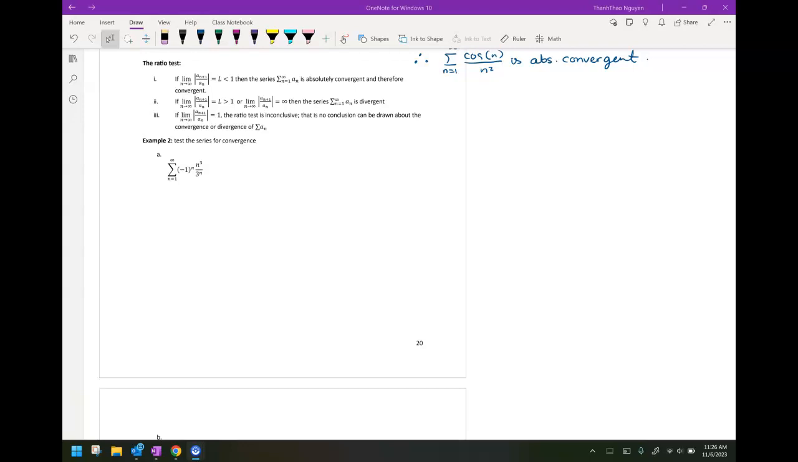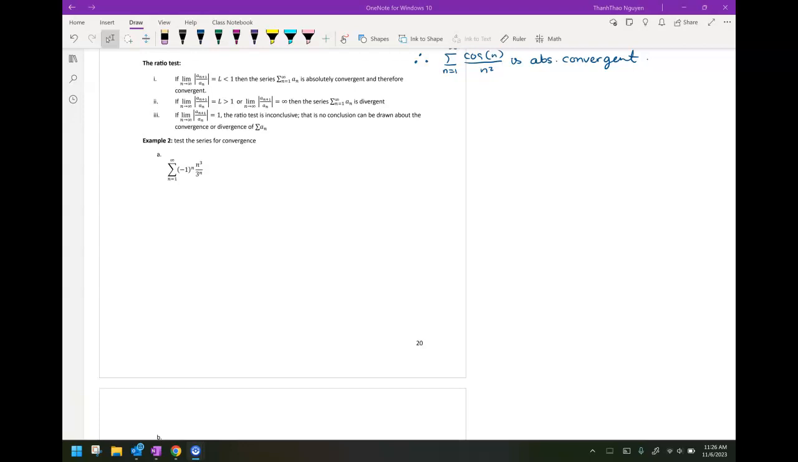If this limit is greater than 1 or infinity, then the series is divergent. If the limit is equal to 1, the ratio test is inconclusive. What does it mean by being inconclusive? It means that we don't know what conclusion to draw about the series. This means you need to move on to try a different test.